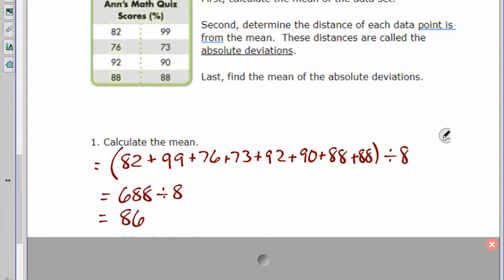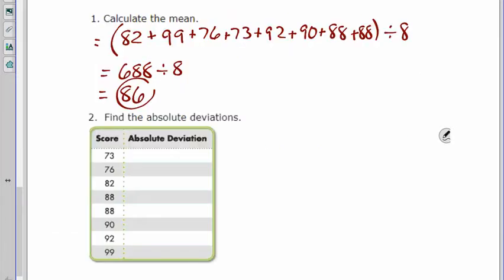And so the mean of all that data is 86. Next, I'm going to find what's called the absolute deviation from the mean. So the mean was 86. So I want to know how far away from 86 each of these test scores were. So 73, that's 13 percentage points away from the mean. 86% is the mean. I took away 73. I found the difference, and that's a 13.